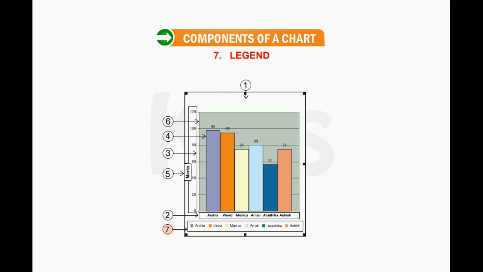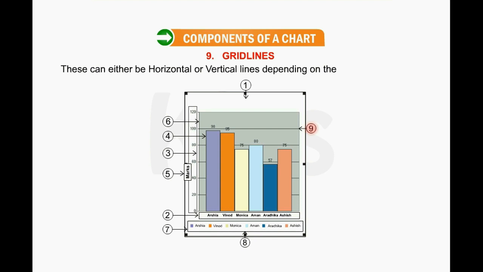Legend. It depicts the colors, patterns and symbols assigned to a data series. Chart title. It describes the aim and contents of the chart. Grid lines. These can either be horizontal or vertical lines depending on the selected chart type. They extend across the plot area of the chart. Grid lines make it easier to read and understand the values.